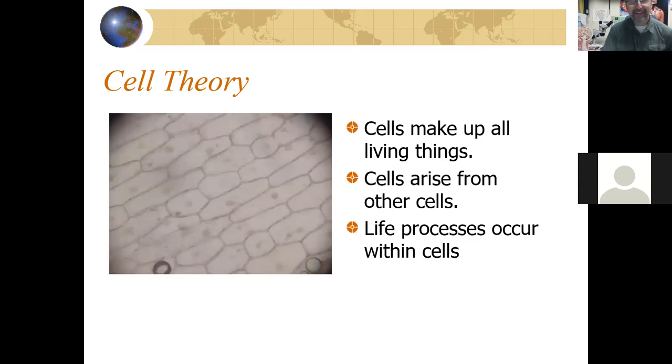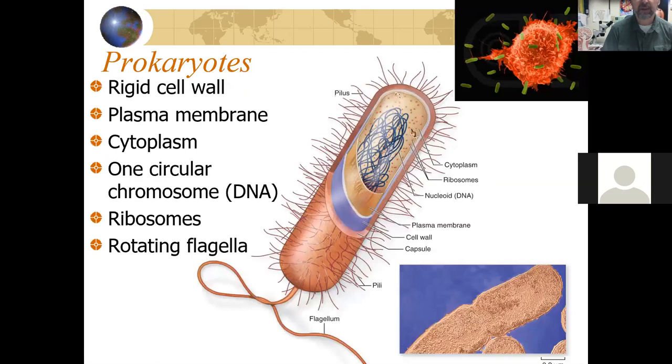Okay, so we talked about cells. Living organisms are made of cells. So here's a bunch of cells together. There's a nucleus, cell wall. These are probably plant cells. All living things are made up of cells. Cells give rise to other cells. The only thing that's alive are cells. Life processes occur within cells.